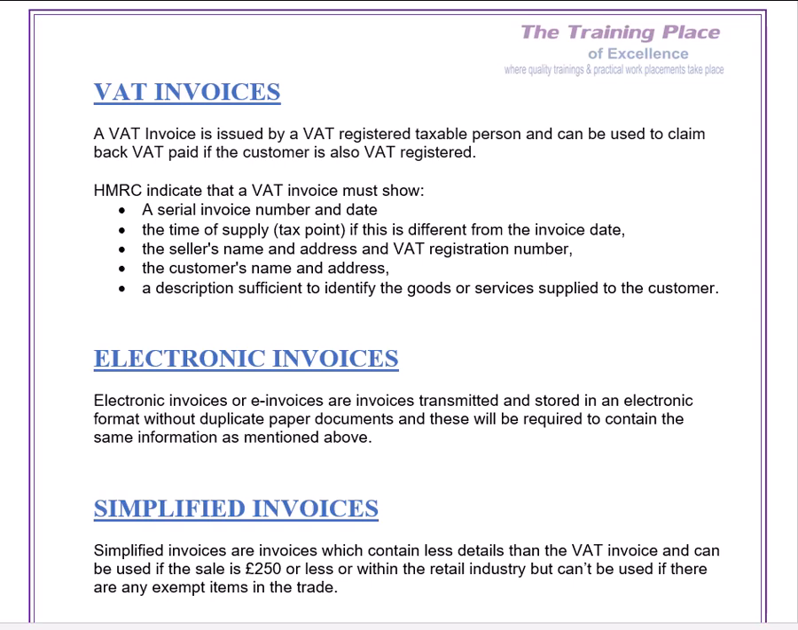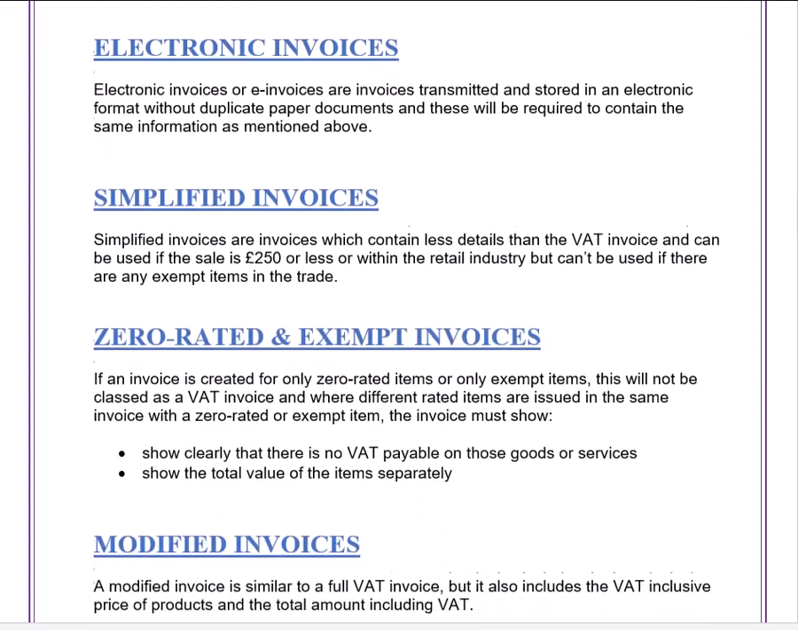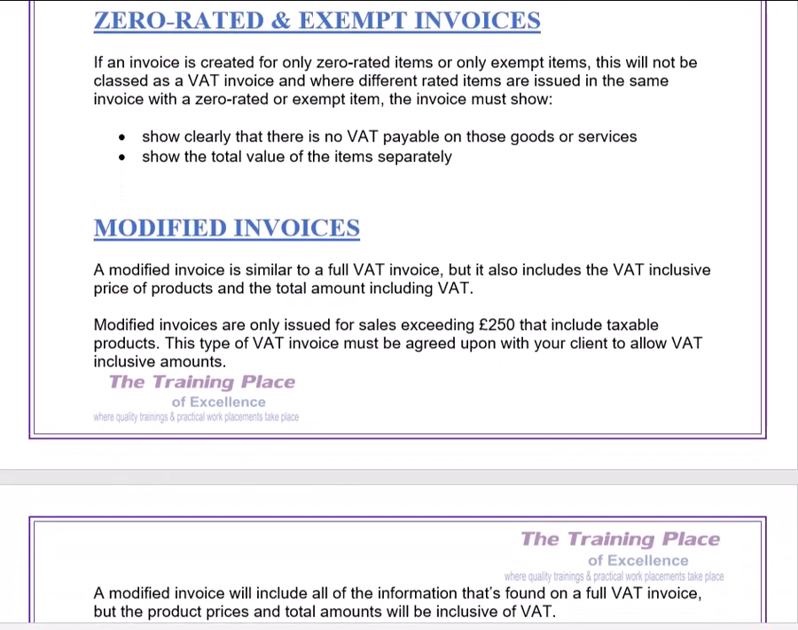If you have standard rated items, reduced rated items, zero rated items, or a mix of any of those, you can use the simplified invoice if your trading amount is less than £250, or if you're in the retail industry.